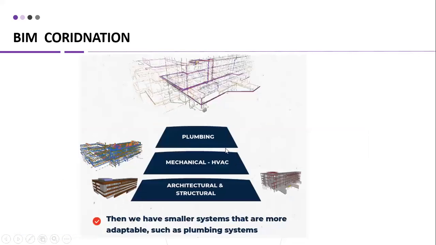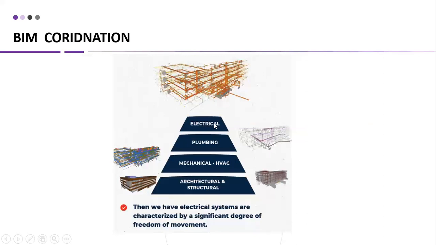Then we have the plumbing system, a smaller system that is more adaptable. After that we have the electrical system, which is categorized by a significant degree of freedom of movement. I mean, with electrical we can at least move the services, such as the cable tray, or the lighting fixtures a little bit. But for the plumbing system we cannot move the water closet, and we cannot move the wash basin.